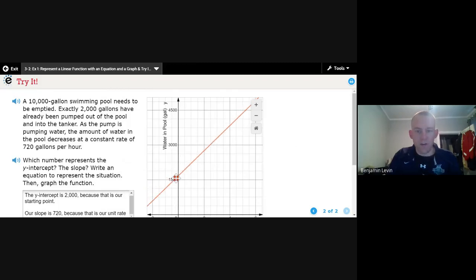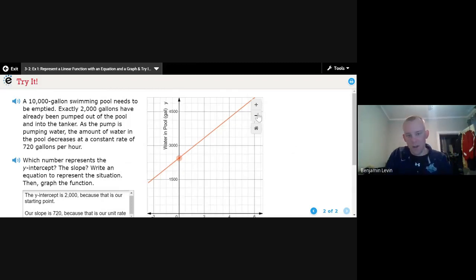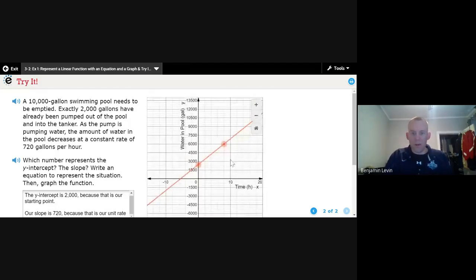But we're going to estimate this. I'm going to put it right here. We'll just estimate it for now. We'll call that 2,000. We don't know exactly where it is because I don't know why they labeled the graph like this, but it is what it is. Okay. So now our slope is up 720 for over 1.